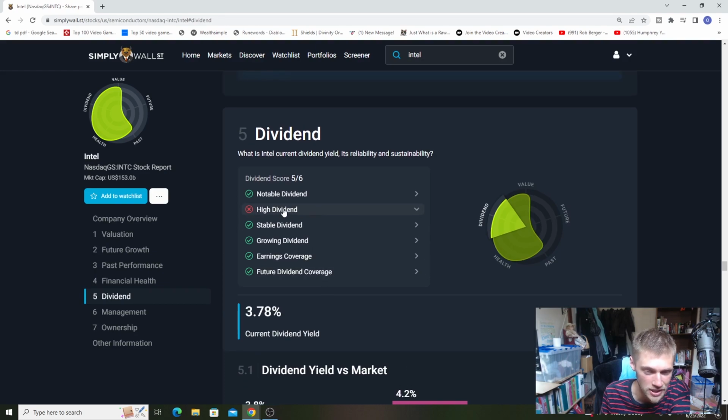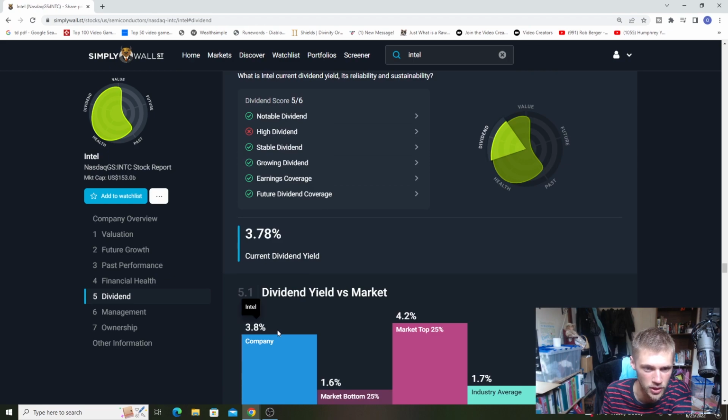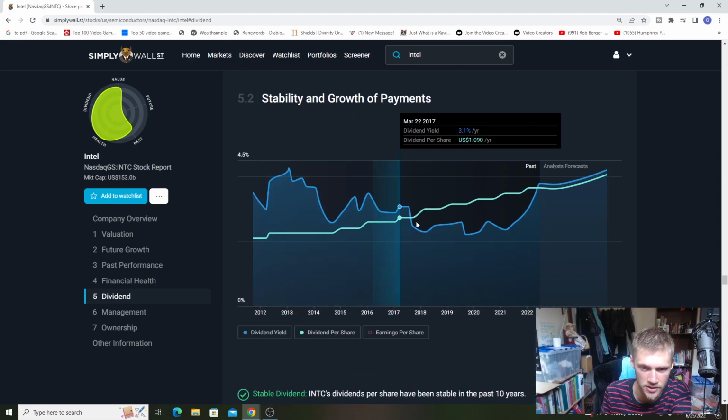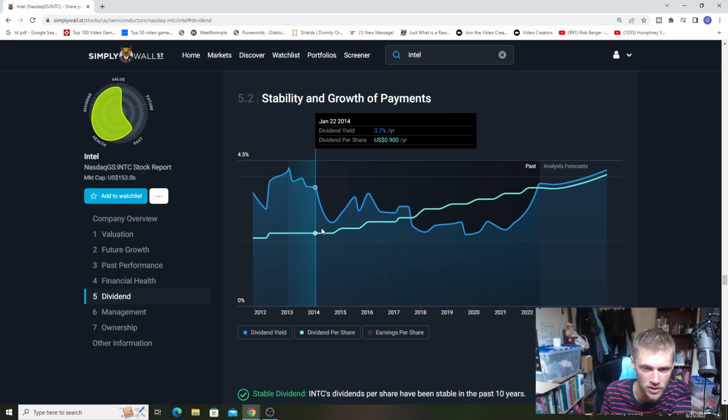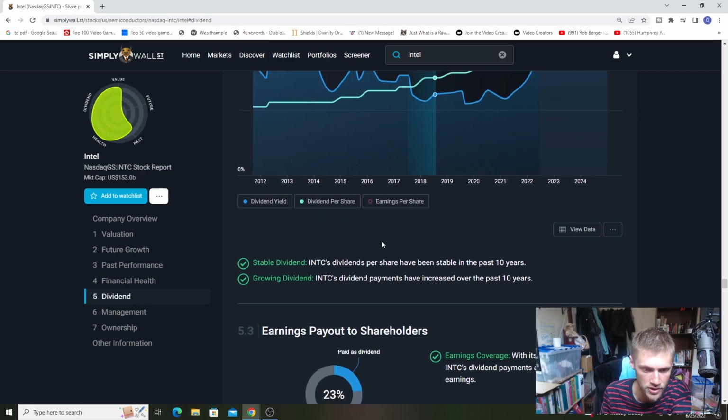It's got a high dividend, which could be good or bad. They're saying it might be a little bit on the higher side. Intel's dividend of 3.78% is low compared to the top 25% dividend payers in the U.S. market. Basically saying, I guess, it's low compared to other dividend stocks. I'm not too sure what's going on there. Stable dividend, growing dividend. We can see that it's consistently been growing over time, and you guys can see the percentage by year. So it looks like dividend yield, and you can actually see the actual increase in US dollars as well. So that's something you guys can check out.